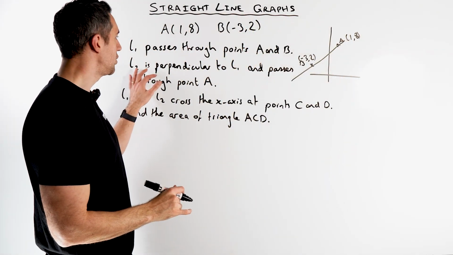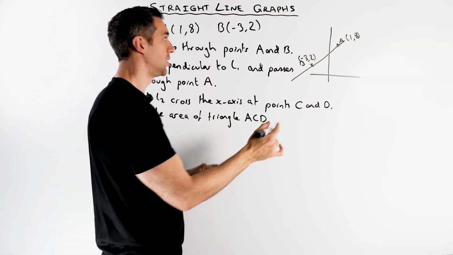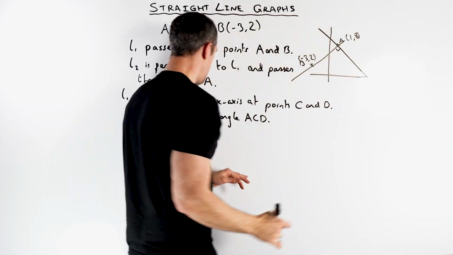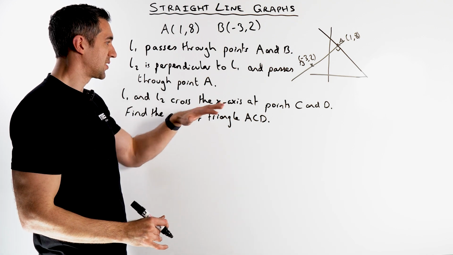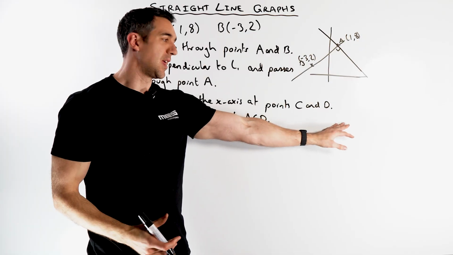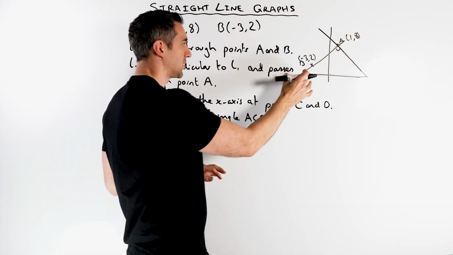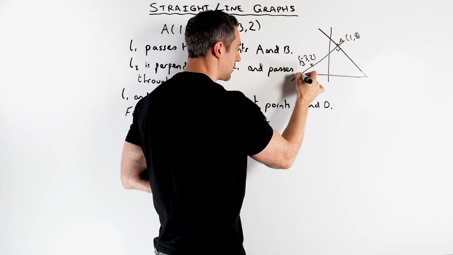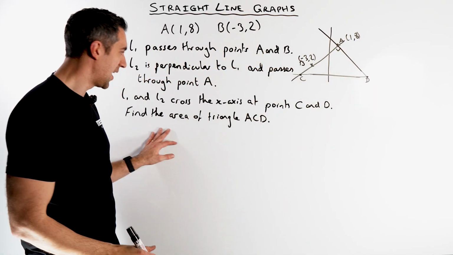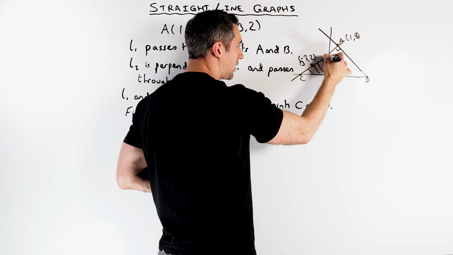I then have L2, which is perpendicular to that line and passes through point A. So now I'm going to do a 90-degree switch and put it down there. And then my L1 and L2 cross the x-axis at points C and D. It doesn't say which one's which. It might normally say something like respectively here, which means that the C would belong to L1 and the D would belong to L2. So this was our L1, so we'll call this one C. And then this was our L2, so we'll call this one D. And our aim is to find the area of triangle ACD. So we can now see what we're trying to do on our diagram.